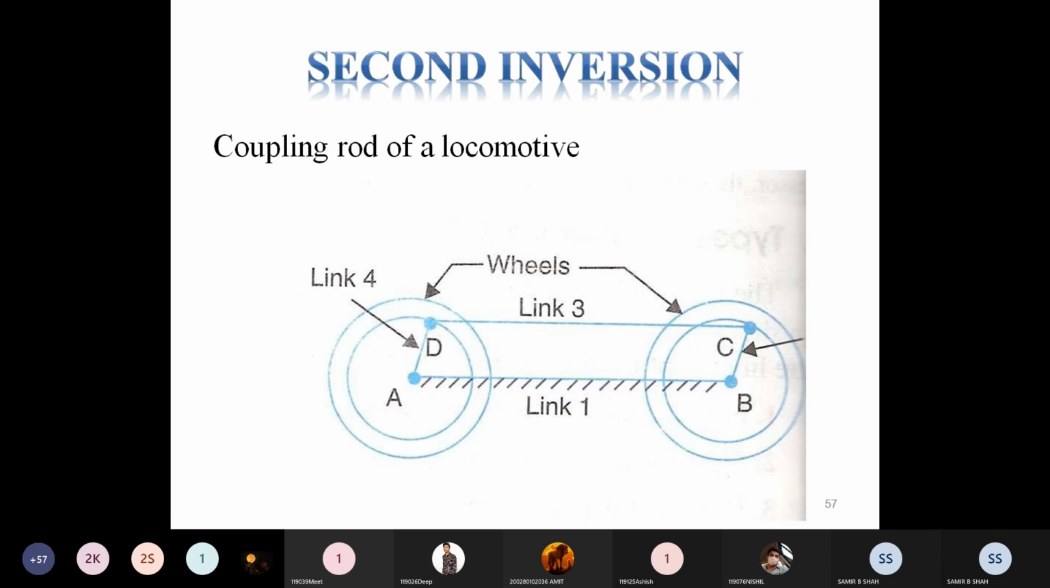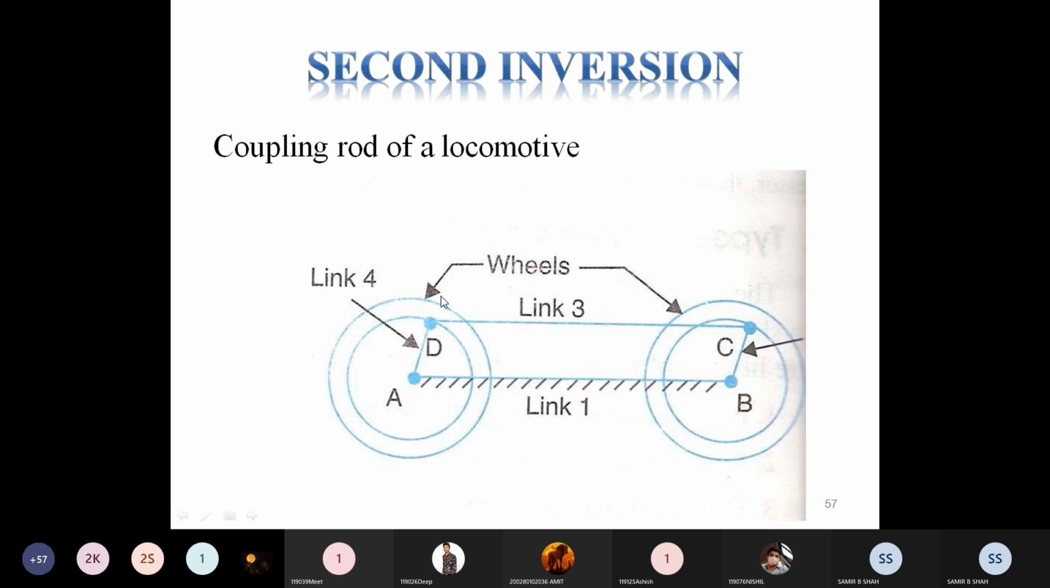So AB is the fixed link, while CD is known as a coupler. AB is a fixed link, while CD is known as a coupler, and the mechanism transmits the rotary motion from one wheel to the other wheel.